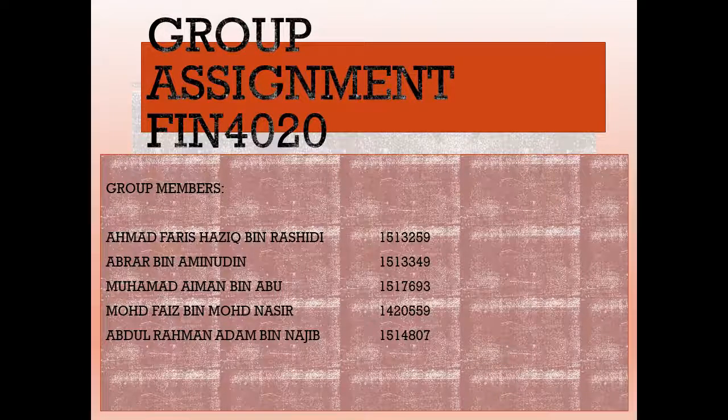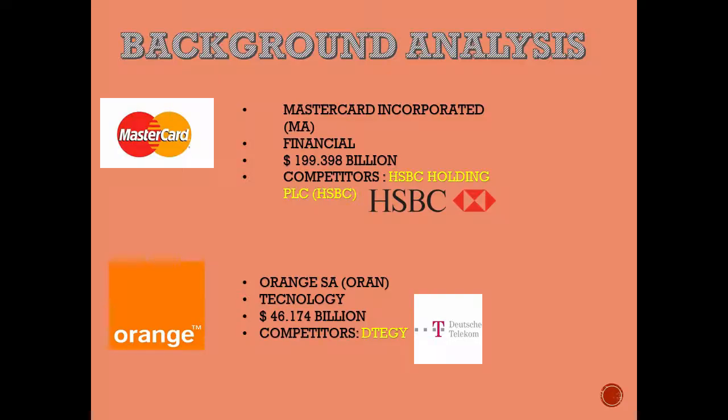So our group consists of 5 members, which are Ahmad Faris, Abra, Muhammad Aiman, Muhammad Faiz, and Abdul Rahman. So let's proceed with the first slide for our companies. In these slides, we will explain the background analysis of our companies.